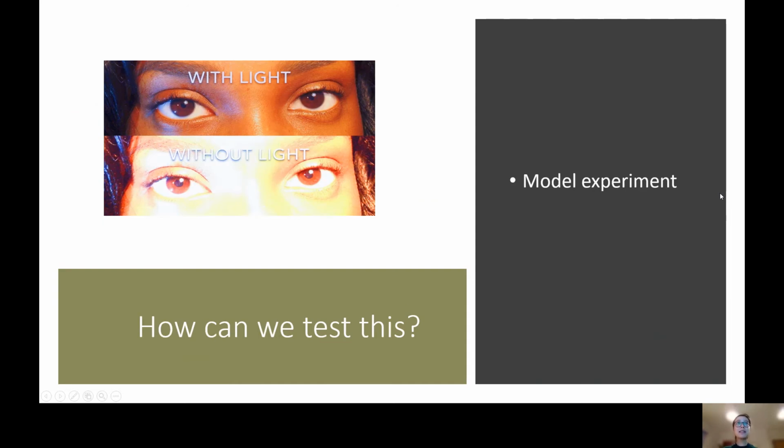Okay, how can we test this? Well, we're going to do an experiment where we're going to look at our own pupils. Step one of this experiment is you have to turn off, just watch me do it before you do it, and I'm going to model it. You have to turn off all of the lights in the room that you are in.